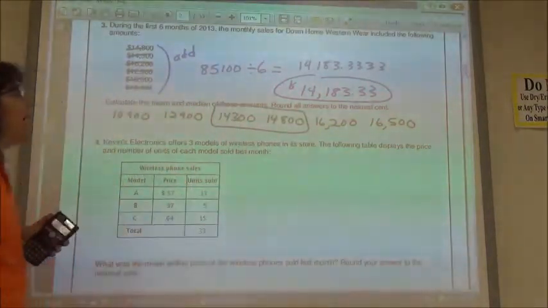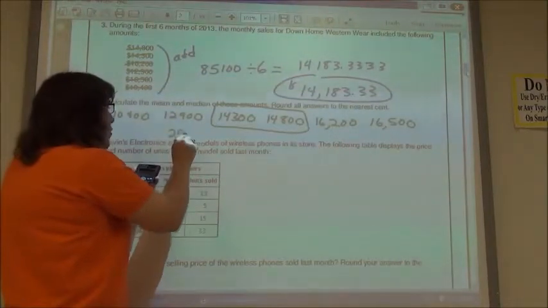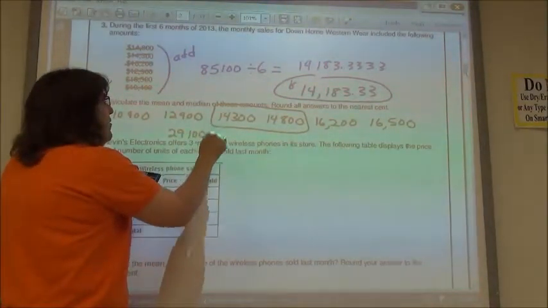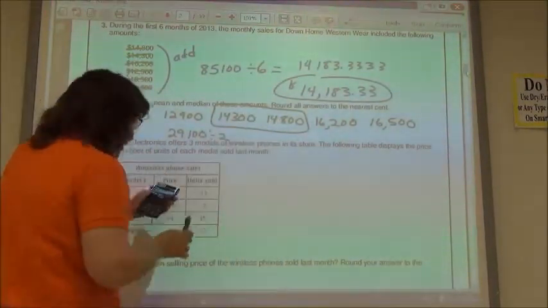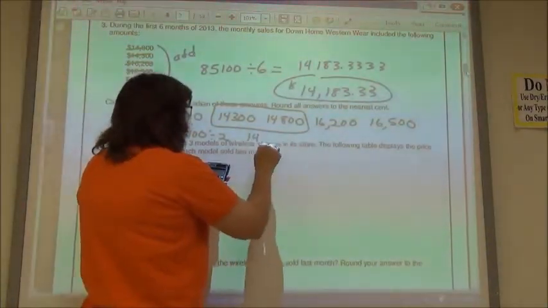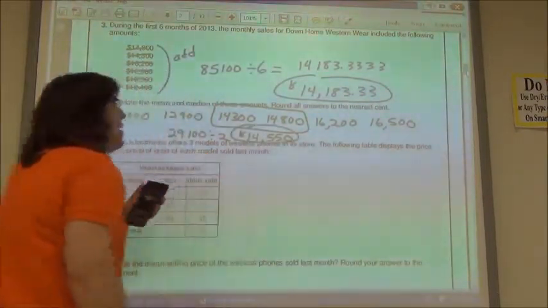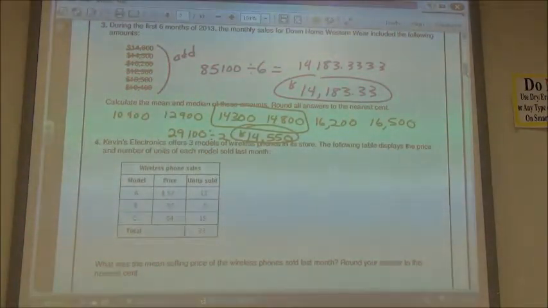We want to find the average of those 2 numbers, what would be halfway between those. So 14,300 plus 14,800 gives me 29,100. I'm going to divide it by 2 because I'm averaging 2 numbers. And so 14,550 would be my median value, the one that's in the middle.